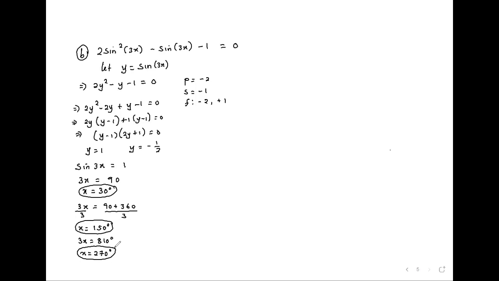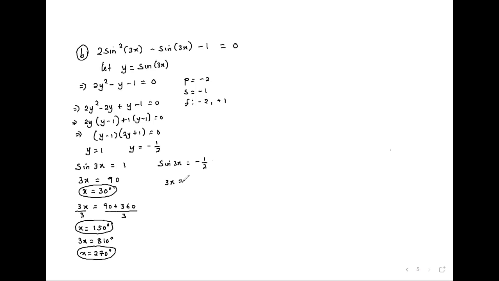Okay, then we go to the next one. Sine 3x is equal to negative half. So you know that for sine, if it was in the first quadrant, it should have been 30. Now it's not in the second quadrant either. Second quadrant would have been 150. But in those quadrants, sine is positive. So it means we want 3x to be in the third quadrant and in the fourth quadrant.